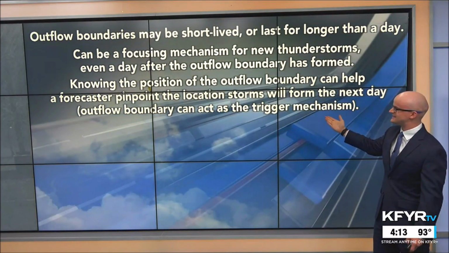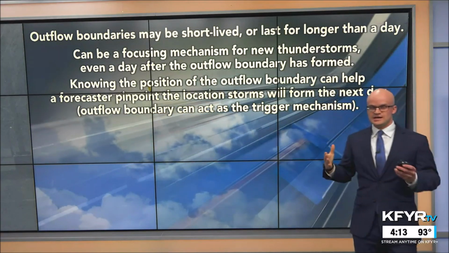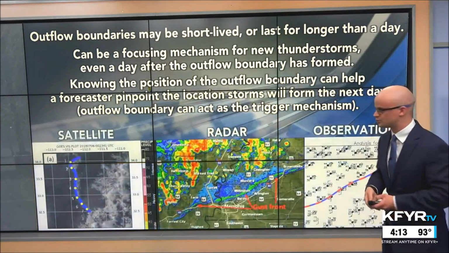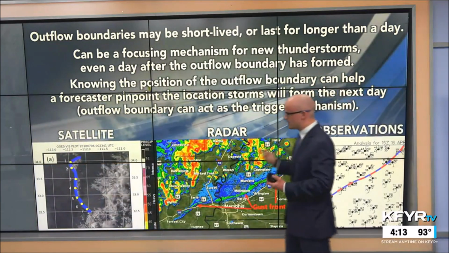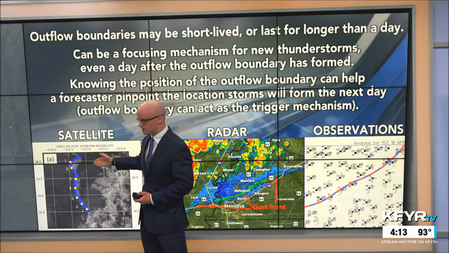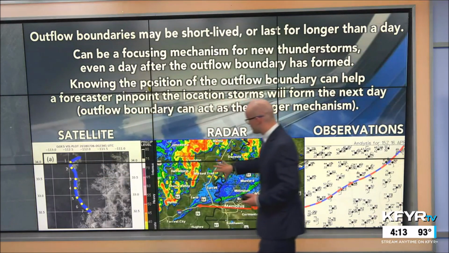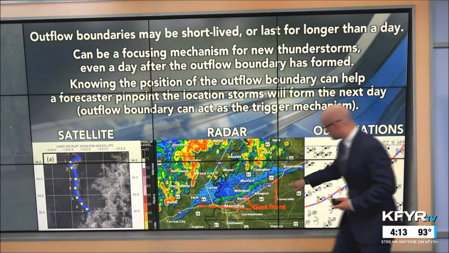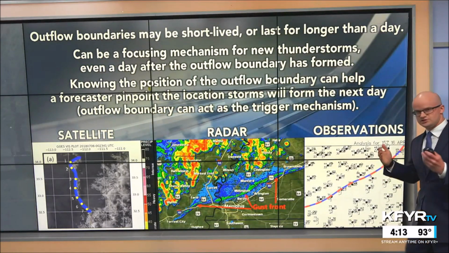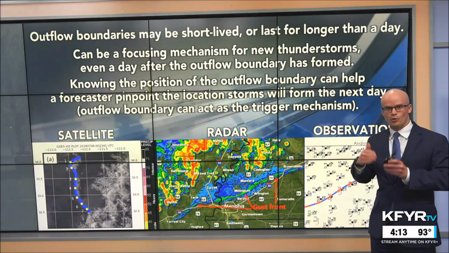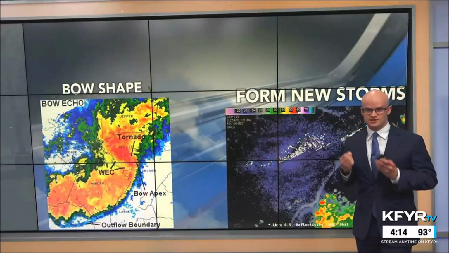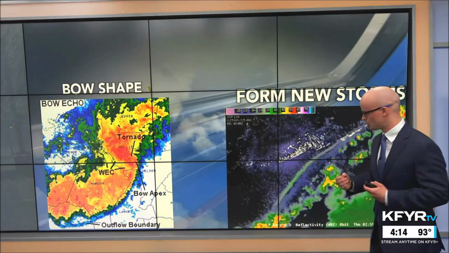These outflow boundaries can act as trigger mechanisms, especially when they converge on each other. That provides more lift in the atmosphere for more storms to form. And the way we can try to identify these subtle outflow boundaries to predict where new thunderstorms will form is either on satellite or on radar, you can see these outflow boundaries, or using surface weather observations denoting really small-scale subtle wind shifts. And knowing where these outflow boundaries are, like I mentioned, is really important to denote where new storms will form.